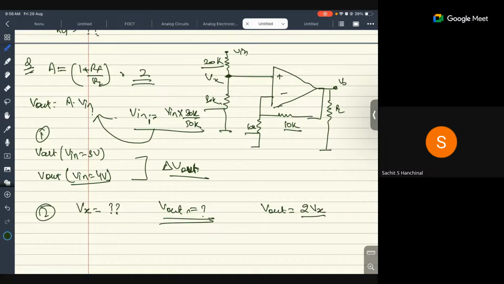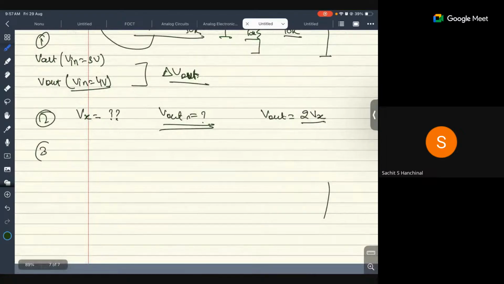Now Vx variation is dependent on which two resistances? R1 and R2. Because Vx is dependent on this resistance and this resistance. If I change the value of R1 and R2, the Vx will be changed. And the variation in these two resistances will be given. So you can calculate the V in variation first, and then with respect to V in, you can calculate the V out variation. That is the second part.